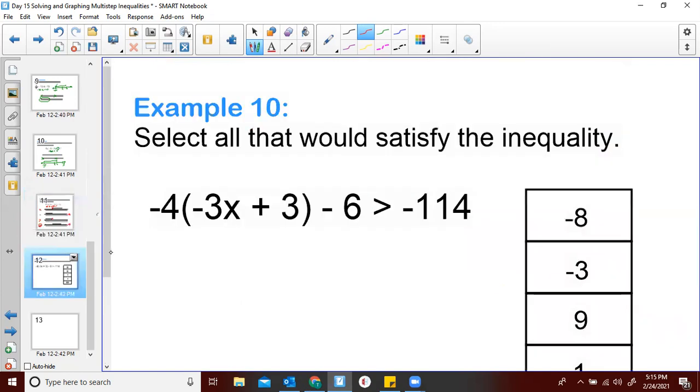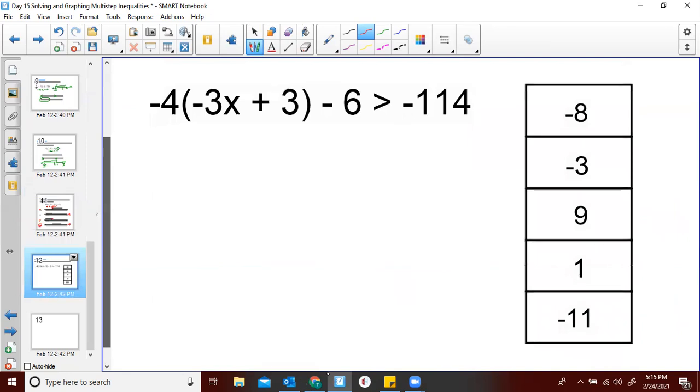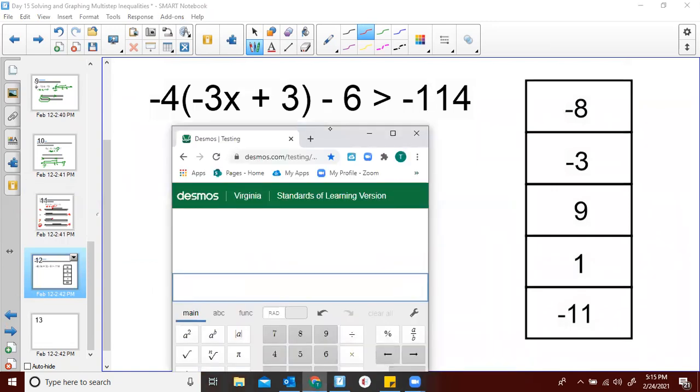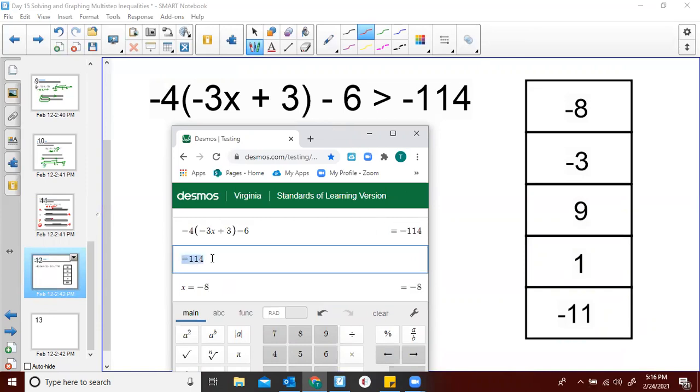All right, last but not least, these are the ones that I think you guys really shouldn't have any issues with. You just plug in values. So we're going to go negative 4, just making sure they're true. Negative 3x plus 3, hit enter. Whoops, I forgot my negatives. Minus 6. And then I have negative 114. X equals, let's try negative 8. Well, is negative 114 on the left greater than negative 114? It is not. Let's try negative 3. Is negative 54 greater than negative 114? It is.